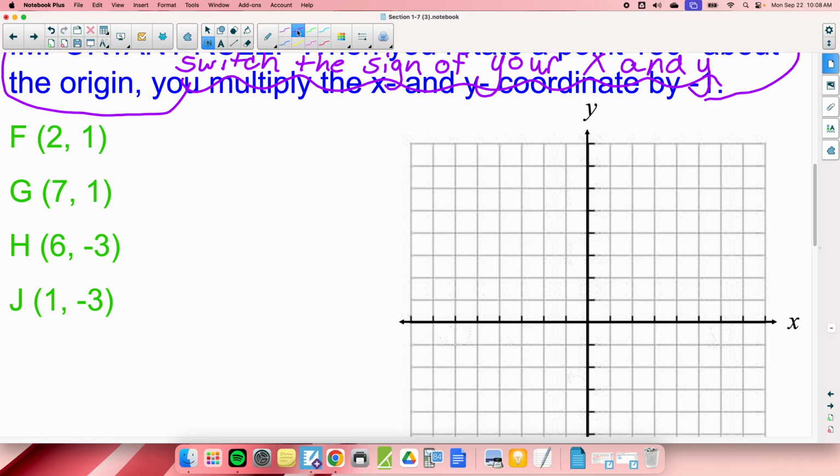And this first point F is over 2 up 1, so that's my F. G is over 7 up 1, so that is my G. H is over 6 down 3, that is my H. And J is over 1 down 3. Okay? So we are gonna plot that original figure.